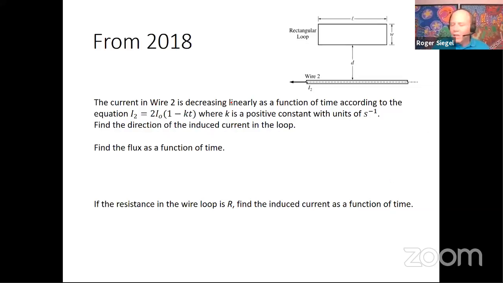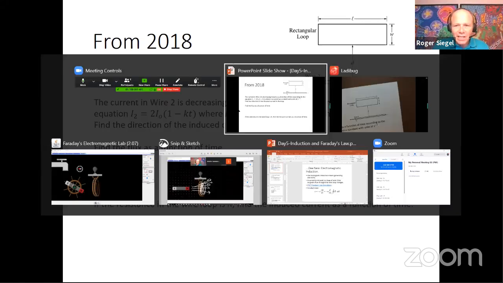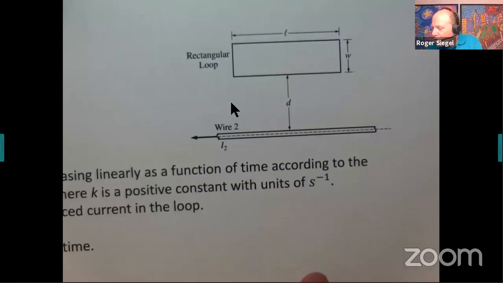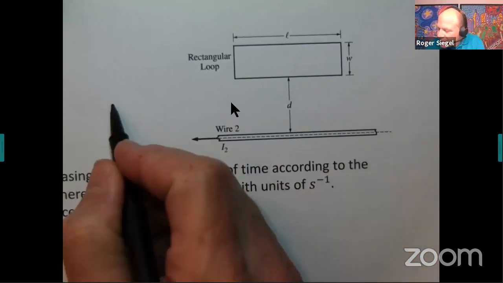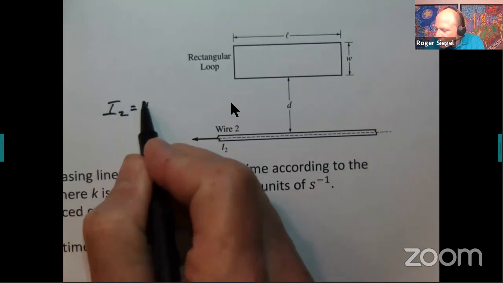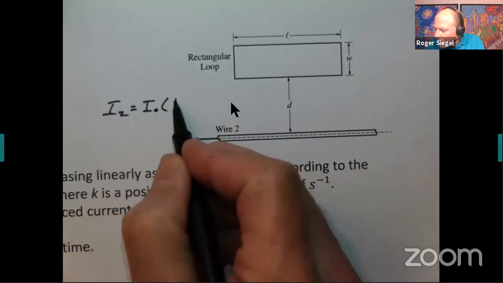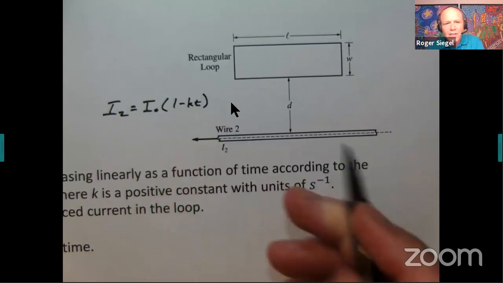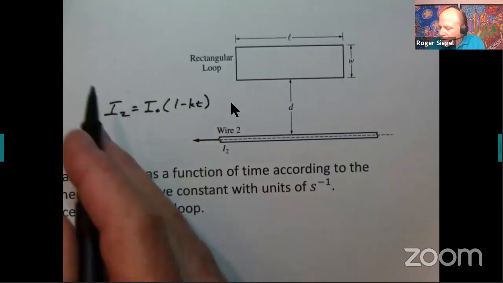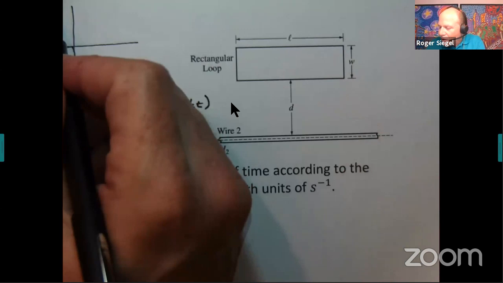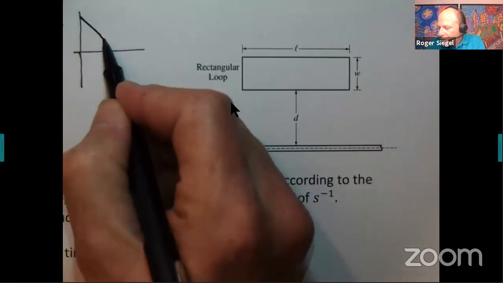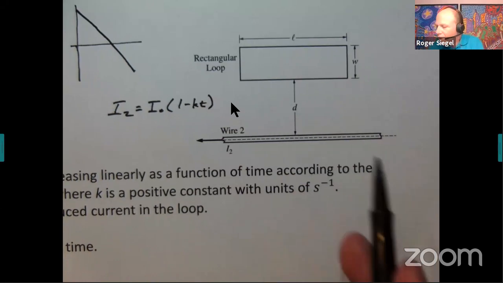I'm sorry. Let me shoot that up here to you guys. Okay, sorry about that. All right, so as I was saying, this is one of my favorite problems. So we have this current here, and the current is going down. This I2 is some constant I times 1 minus kt, where k is a positive constant. So if you want to imagine what the current looks like in that wire, well, it looks like this. Here's I naught right there, and it decreases linearly like that. So the current is going down.